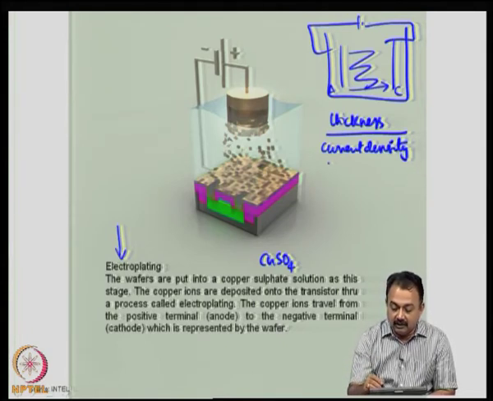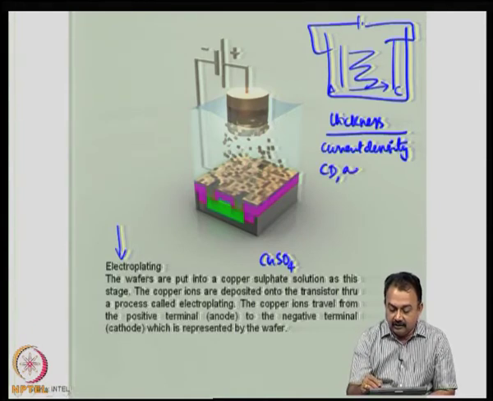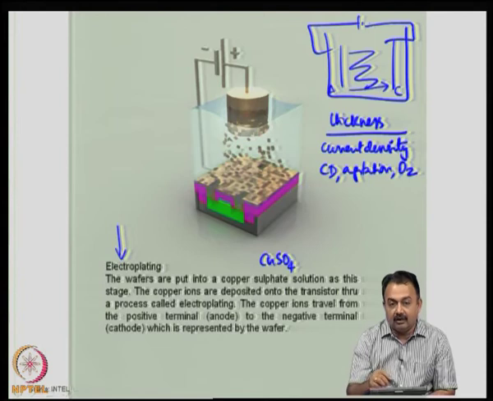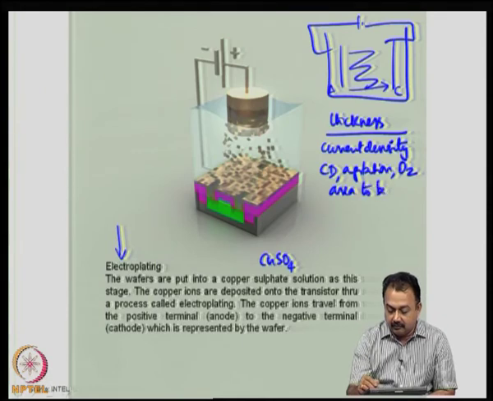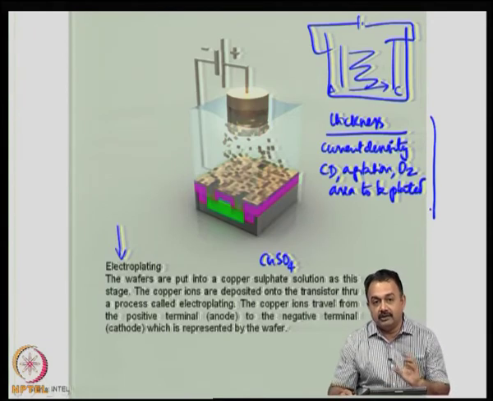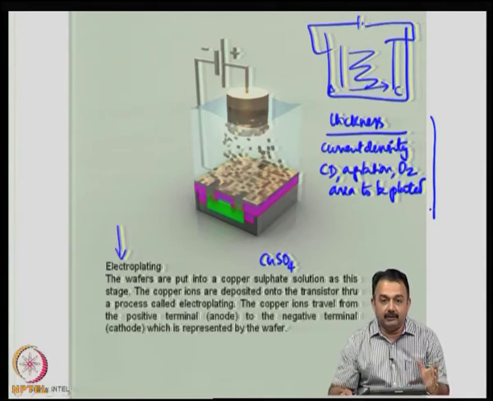time. So, current density and the agitation, then oxygen content, the purity, all of these matter to get a required thickness, area to be plated. These are all important factors in determining a good deposit. The deposit should adhere well to the host surface and it should not delaminate.